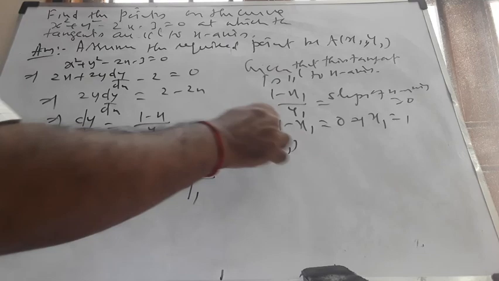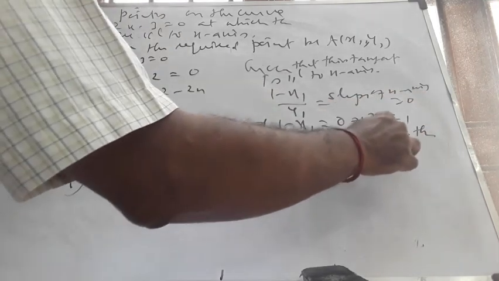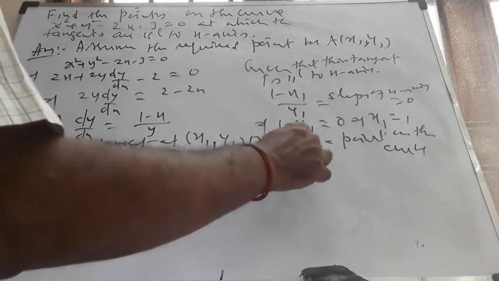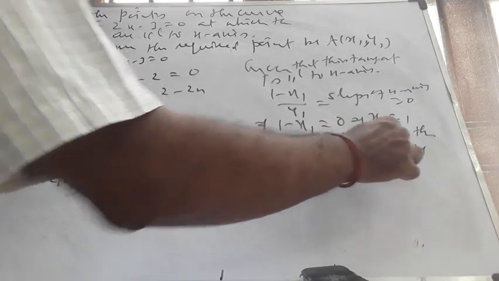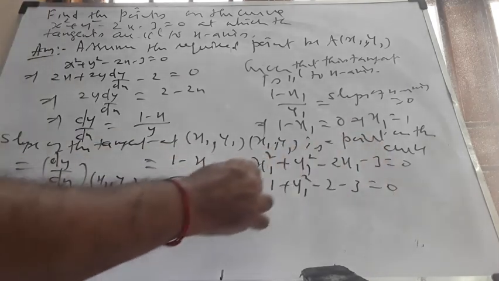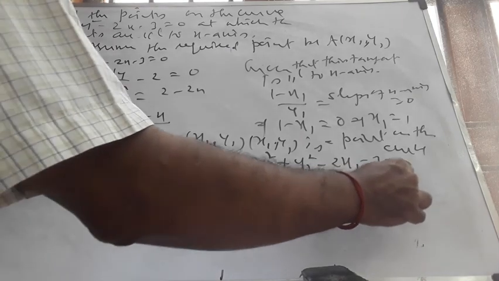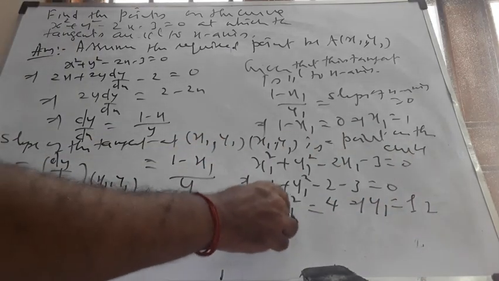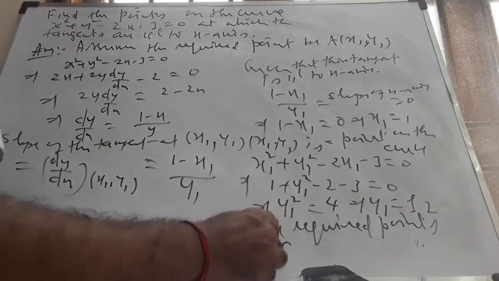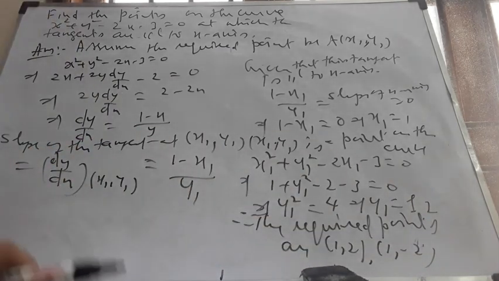Now, (x1, y1) is a point on the curve. Therefore, x1 square plus y1 square minus 2x1 minus 3 is equal to 0, which implies 1 plus y1 square minus 2 minus 3 is equal to 0, implies y1 square is equal to 4. This implies y1 is equal to plus or minus 2. Therefore, the required points are (1, 2) and (1, minus 2). Those are the required 2 points.